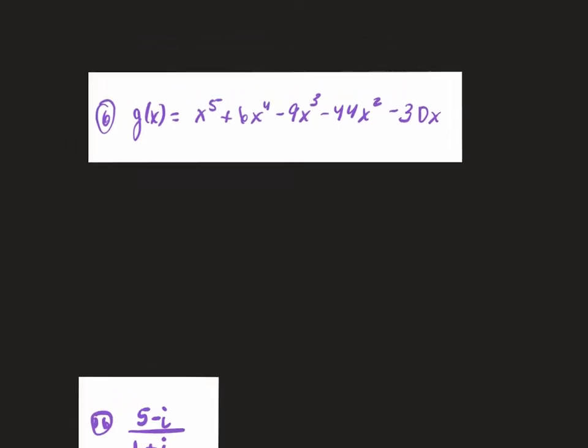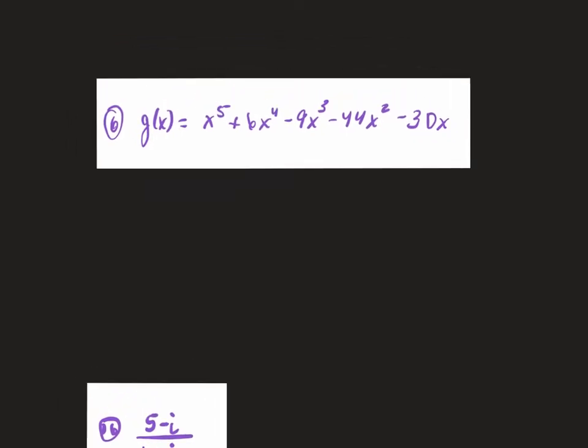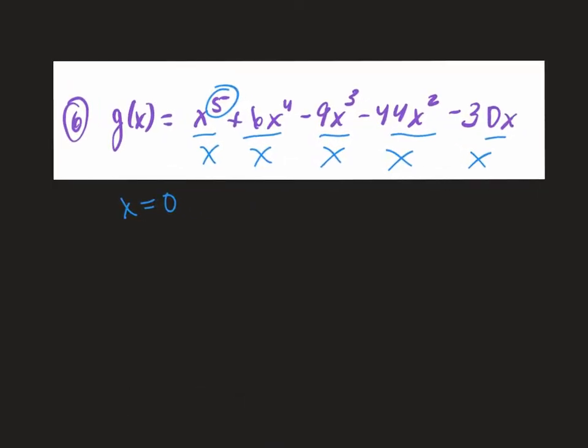First thing we look for, guys, is a common factor, the greatest common factor. I can take an x out of every single one of these terms, so I'm going to. So I know that one of my answers is going to be x equals 0. I know I'm going to have a total of 5. So I found out that x equals 0. That's one of my zeros.